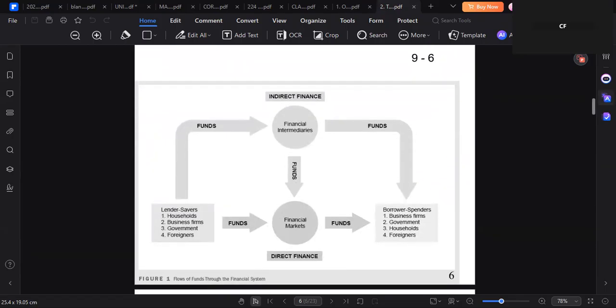So funds will move directly and indirectly in the financial markets as follows. So we have the lenders. The lenders can directly take the funds in the financial markets where trade takes place, or indirectly through financial intermediaries who take money into these financial markets. Financial intermediaries sometimes will act as markets in themselves where they will lend these monies to borrowers, who may include government, firms, individuals, and foreigners. So this is the flow of funds in the financial system.